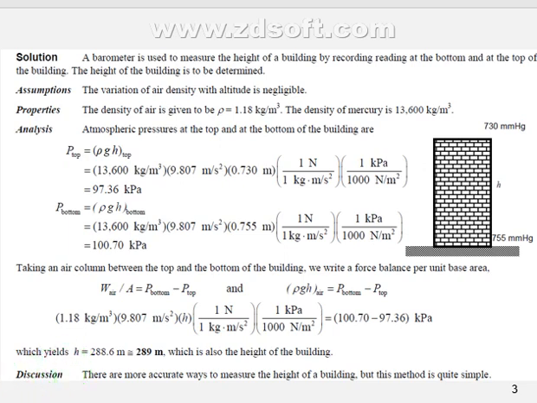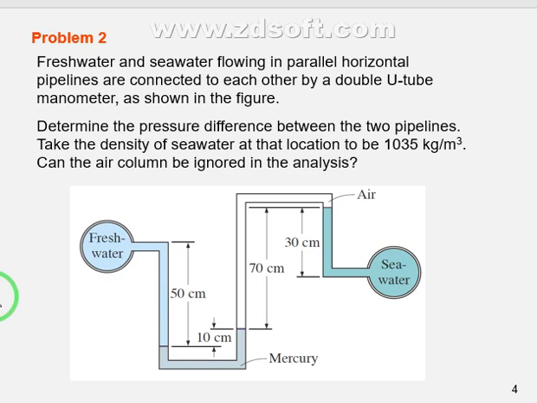Right. Second example. A direct application on a multi-fluid manometer. I have two pipes. On the left I have a freshwater pipe, on the right I have a seawater pipe. I connect them because I need to know the difference in pressure between fresh and seawater. So I connect them with a multi-fluid manometer. I have fresh water here, mercury here, air here, and seawater here.